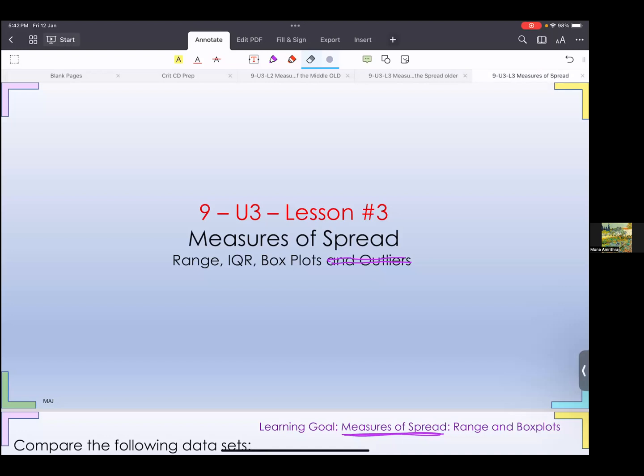Today's lesson is measures of spread. Basically, we want to see how the data is spread out. And one of the measures of the spread is the range. And the other one is the IQR, or the interquartile range.